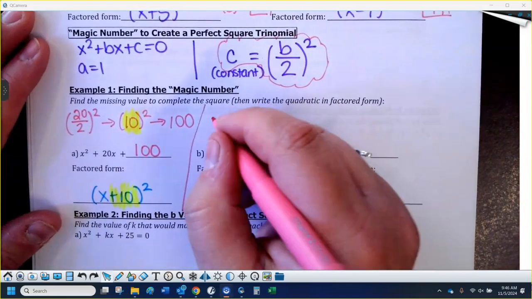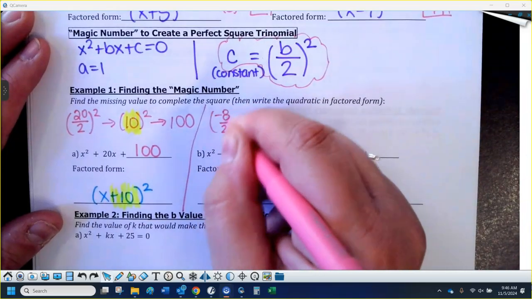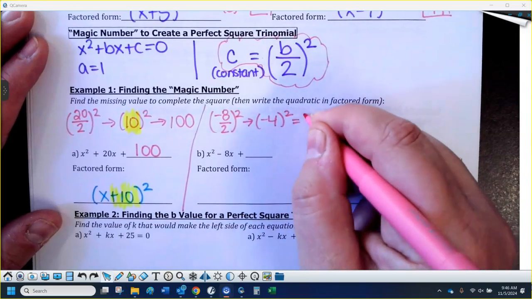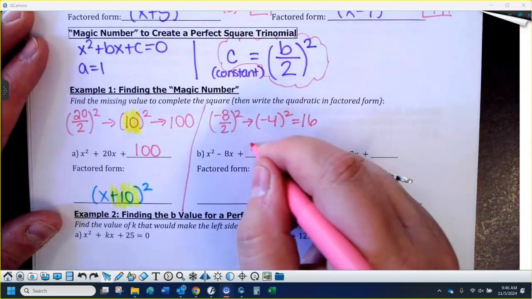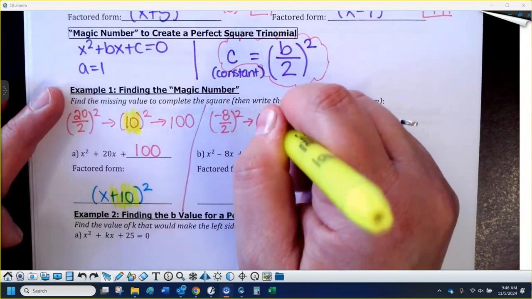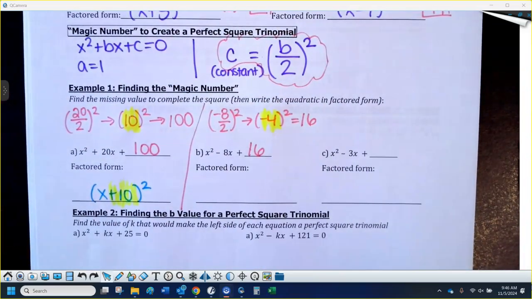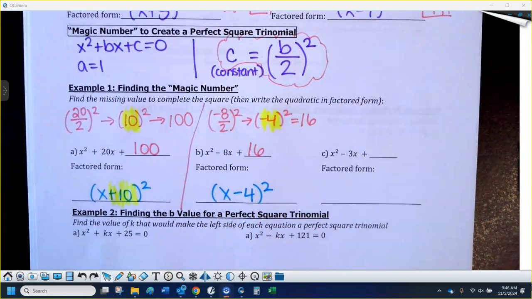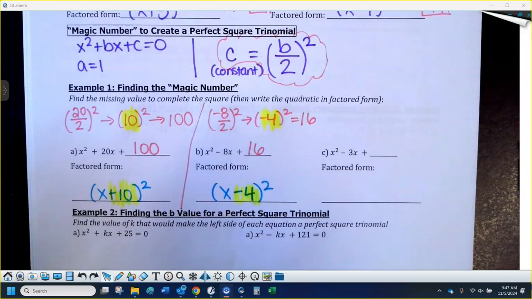So like on this one, I'm going to do negative 8 divided by 2 squared. That would be negative 4 squared, which is going to be positive 16. Whatever we get is always going to be a positive value because we're going to square it. And I swear to you, whatever you square, so I squared negative 4, my factor would be x minus 4 squared. And that would be true: multiply to get 16, add to get negative 8, negative 4 and negative 4. Whatever I square matches the factor. And you're probably like, duh, Miss Grody, I could have figured that out.